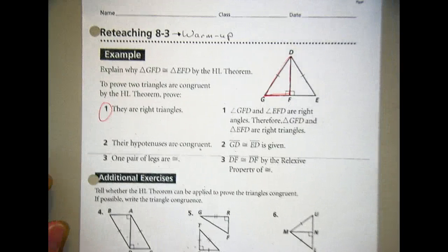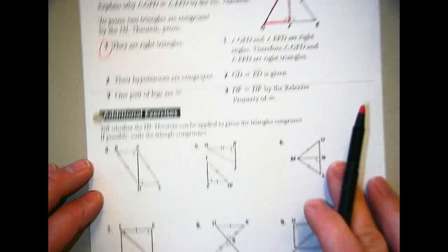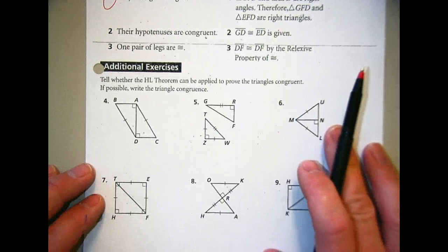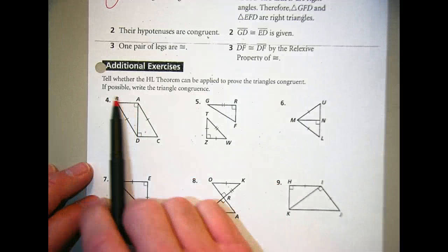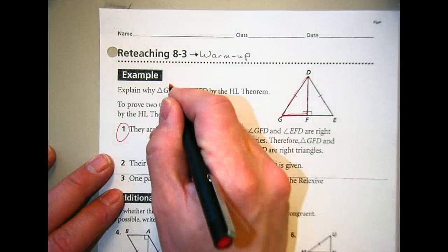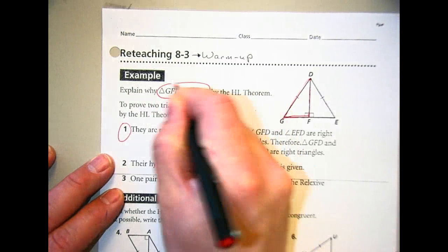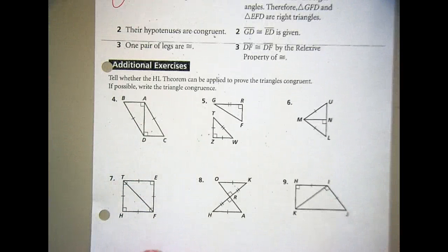Chase? What happens if two of the legs are congruent in one triangle? Like on question 5. Oh, you're skipping down to 5. Well, why don't we do those real quick? Tell whether HL can be applied to prove the triangles congruent. If possible, write the triangle congruence. The triangle congruence statement up here was this. That's the triangle congruence for that one. So, 4 through 9, you get about 2 minutes. Go.